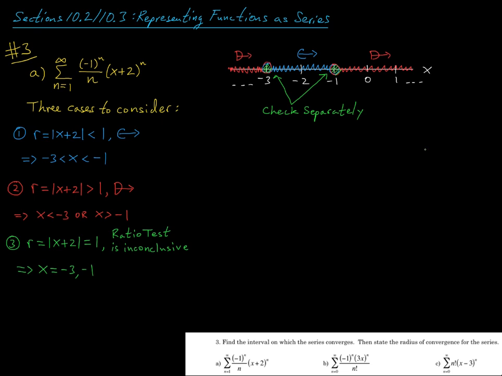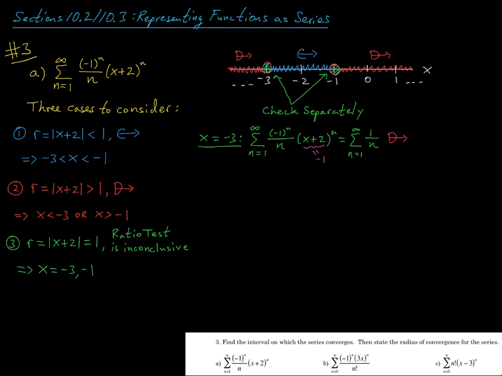Okay, so I've summarized these cases up on the number line. And at these 2 points, right, at negative 3 and negative 1, we have to check these separately. We've got to do some more work. All right, now when x is negative 3, note that x+2 is equal to negative 1.